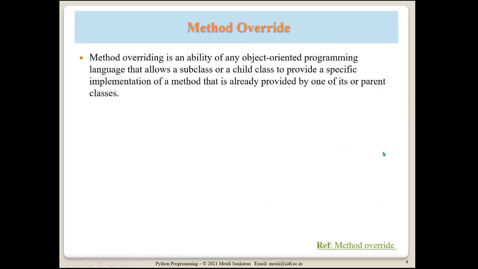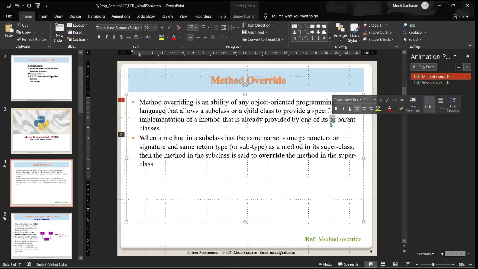Now, what is method overriding? Method overriding is an ability of any object-oriented programming language that allows a subclass or a child class to provide a specific implementation of a method that is already provided by one of its parent classes. Not all classes, one of its parent classes.